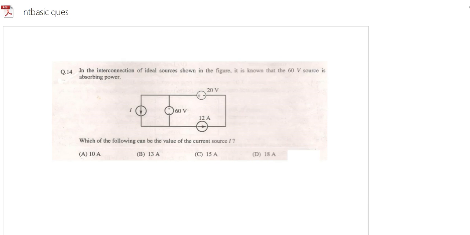We will discuss some of the GATE questions from network basic topics which have appeared over the years. Let us start. Somewhere around GATE 2009, in the interconnection of the ideal source shown in the figure, it is known that the 60 volt source is absorbing power. Which of the following can be the value of current source?